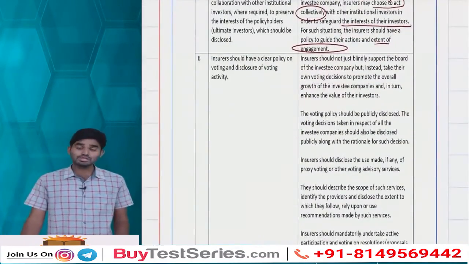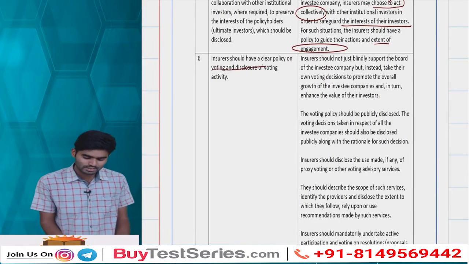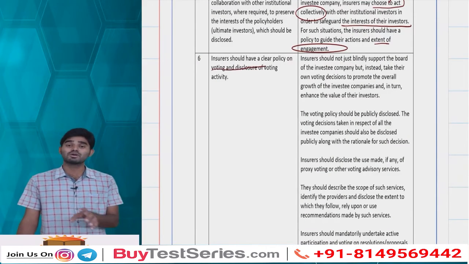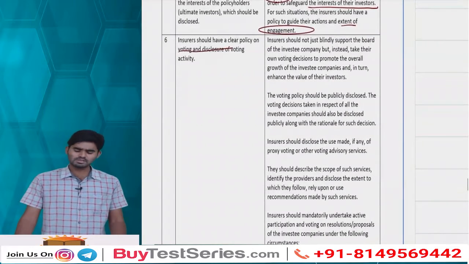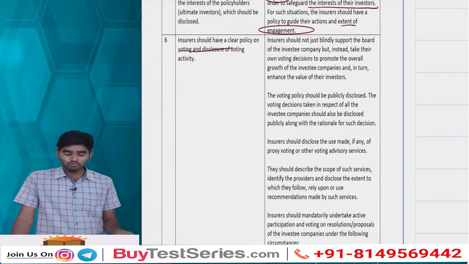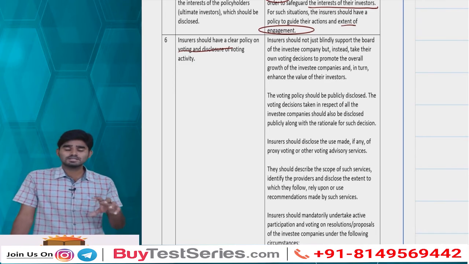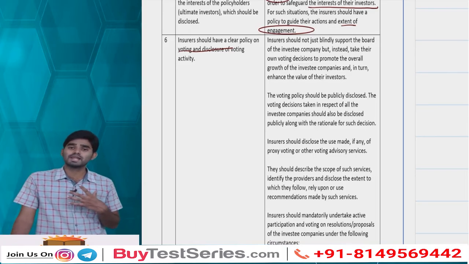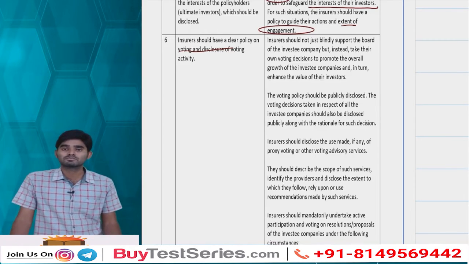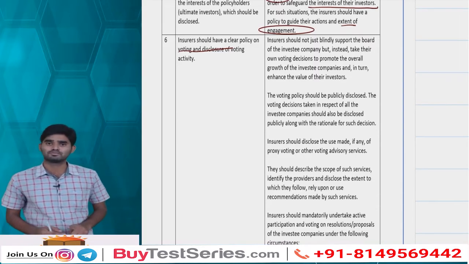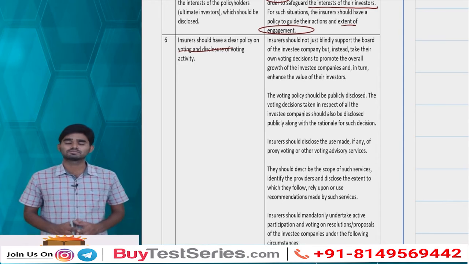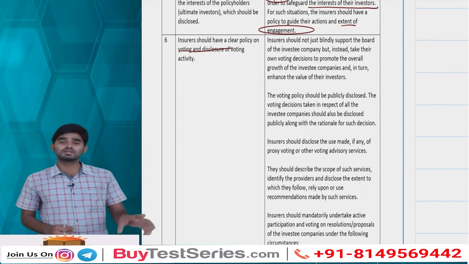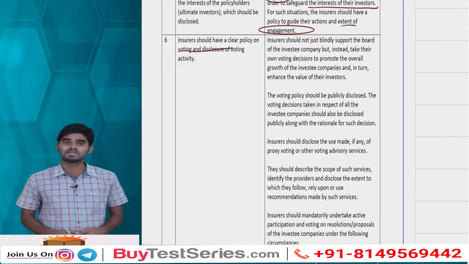Then insurers should have a clear policy on voting and disclosure of voting activity. So it talks about the voting part. See, why is voting required? Sir, say for example, you have invested some amount in a company, a Reliance company. Say I have invested in Reliance, and I am residing in Hyderabad. Now, say I am holding only one share. And there is an extraordinary general meeting tomorrow, for whatever purpose it may be. And I have received a notice as I am a member.